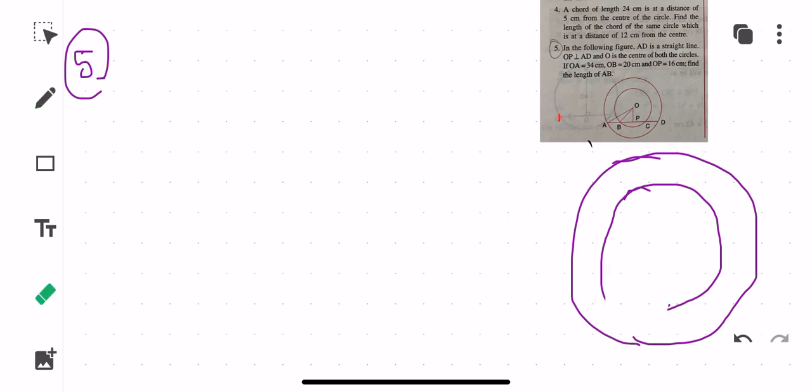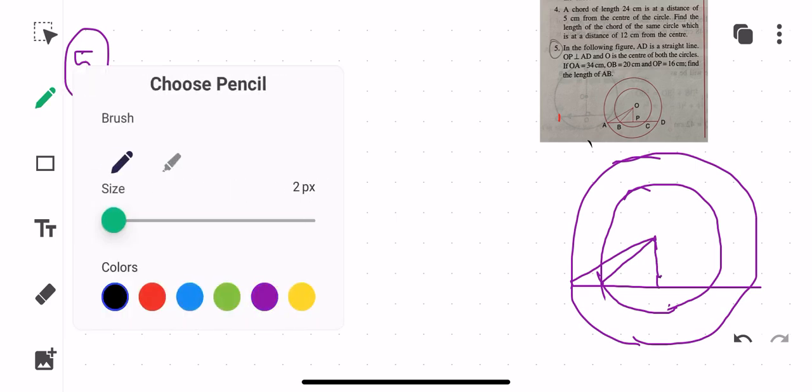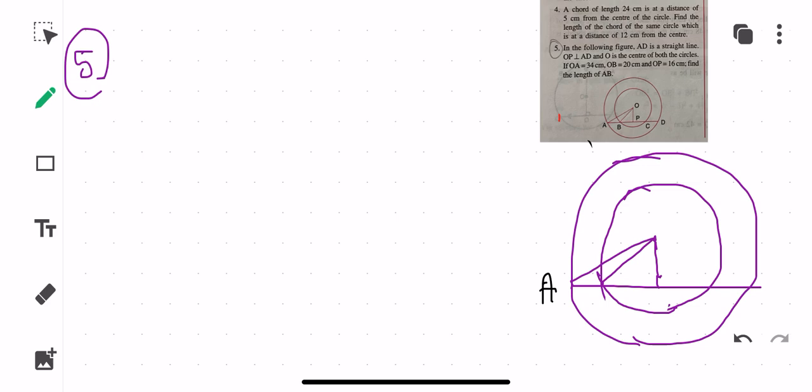Now, I'll just draw this properly. Further, we have a common chord for both the circles, this and this. We'll just label this and then we'll do the sum. This is A, B, then this is C, D and O. So this is the figure that has been given.